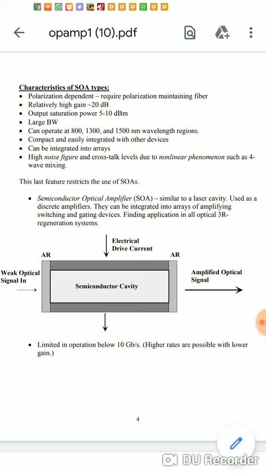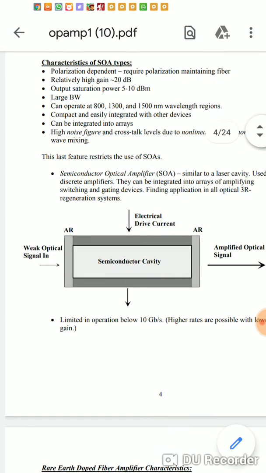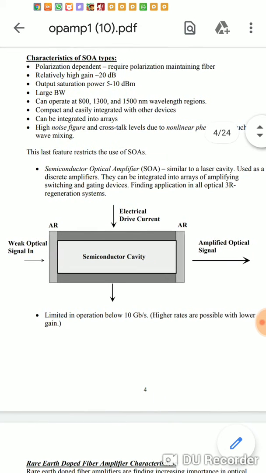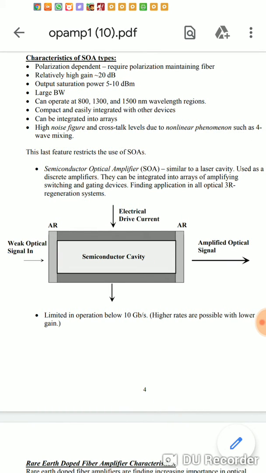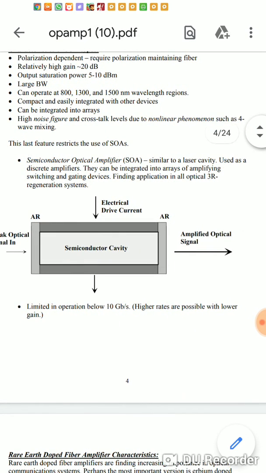It is used as a discrete amplifier. They can be integrated into arrays of amplifying, switching and grating devices, finding applications in all optical 3R regeneration systems. So that is the most commonly used optical amplifier in applications. As we have seen, the main drawback is the high noise figure. Another drawback is that it is limited in operation below 10 gigabits per second. High rates are possible with lower gain. These two are the disadvantages of the semiconductor optical amplifier.